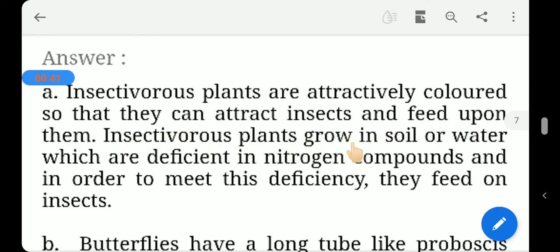Insectivorous plants grow in the soil or water which are deficient in nitrogen compound, and in order to meet this deficiency they feed on insects. Hence they are attractively colored to attract these insects.